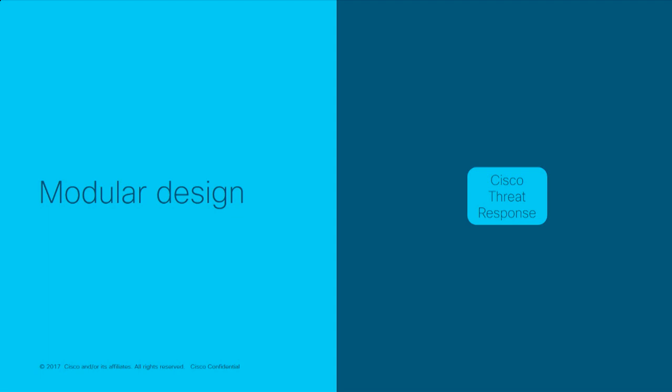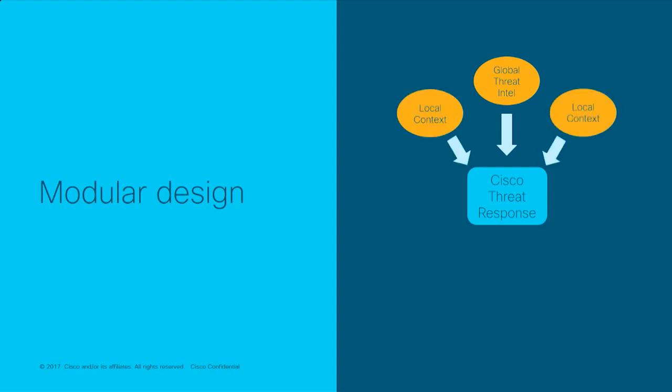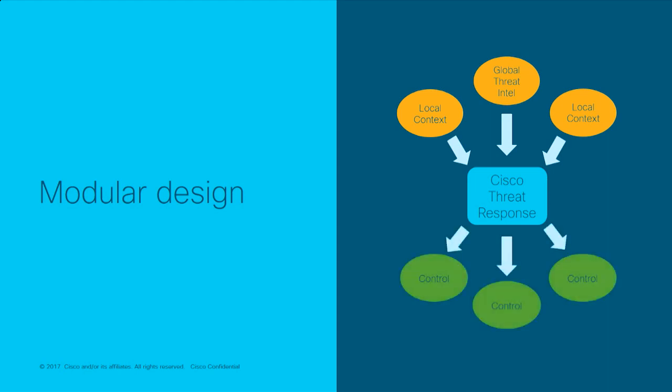Cisco Threat Response has a modular design. Cisco Threat Response has modules that plug into it that can be configured by the user to talk to their different data sources, including global threat intelligence, local security context provided by your monitoring tools, and enforcement via modules that talk to the different control devices that you have deployed as well. And of course, some modules will offer two or more of these capabilities.